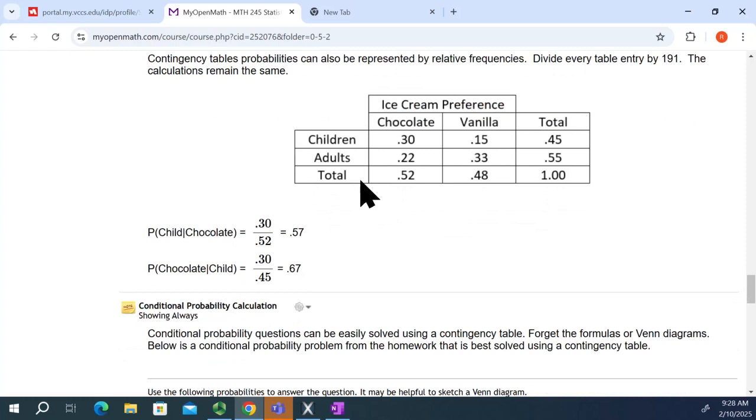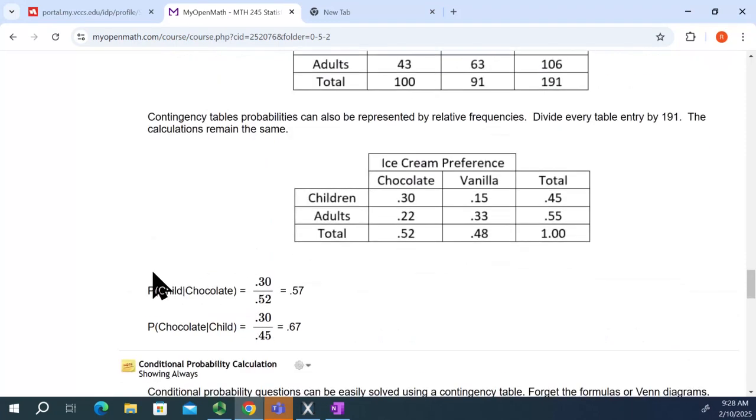Here's the useful thing. This is conditional probability. What's the chance of a child given that you've got someone who likes chocolate? This is the condition, likes chocolate. What's the chance of a child given that they like chocolate? 30%. Here's a child. How many are in chocolate?